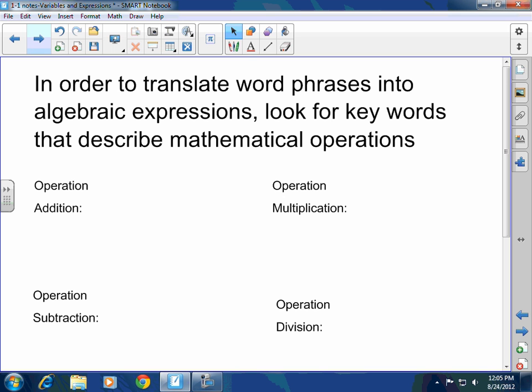So algebraic expressions are written if you know what the operations mean. So, for addition, all of these words indicate addition. Sum, plus, more than, total, increased by, increased, add, added to. Anytime you see those words being written in an expression, you're talking about an addition. The sum of a number and 12, that's x plus 12. 5 increased by a number y, 5 plus y. All right?